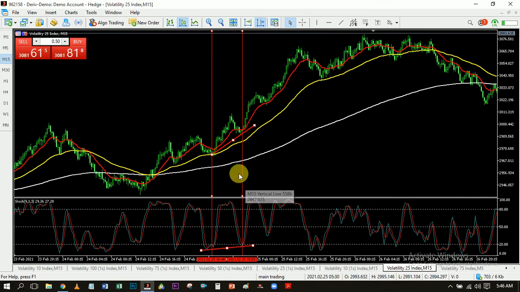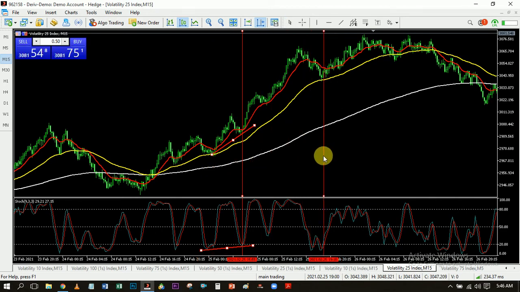Okay, let's look at this other scenario. Let's look at this next one. Is the next pullback right here? Okay, so let's have a look at this.